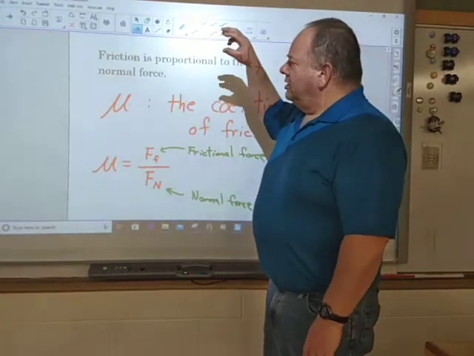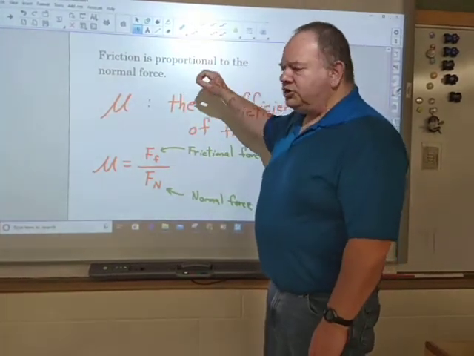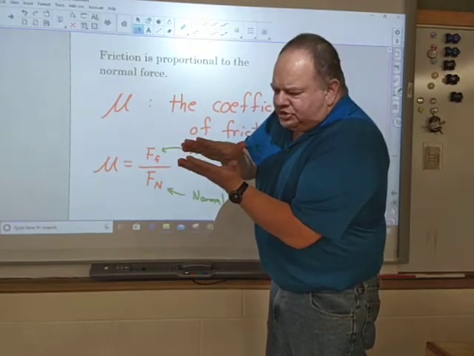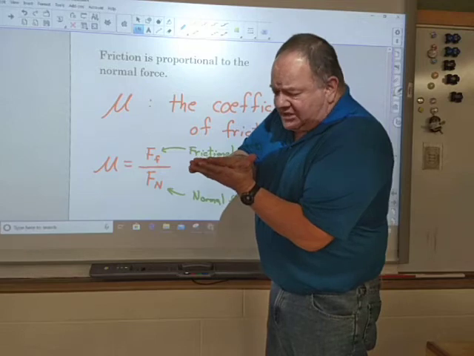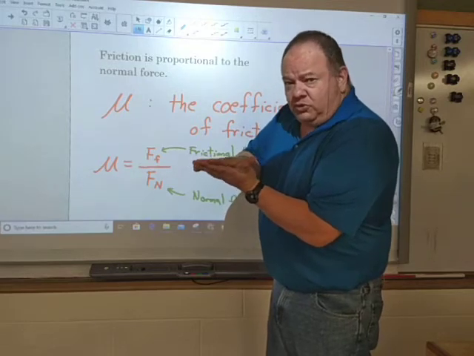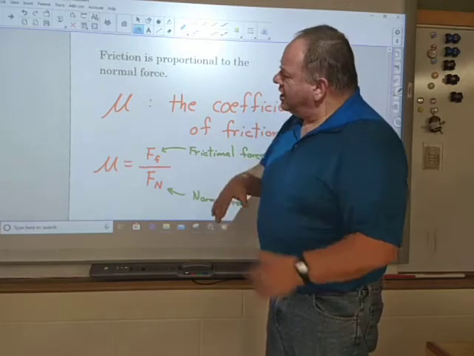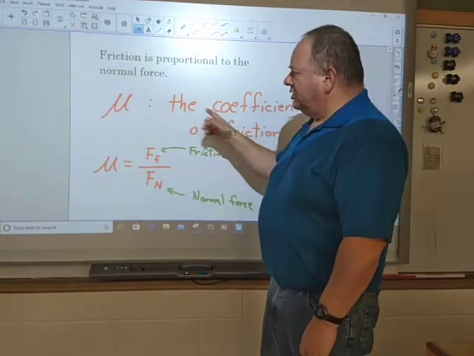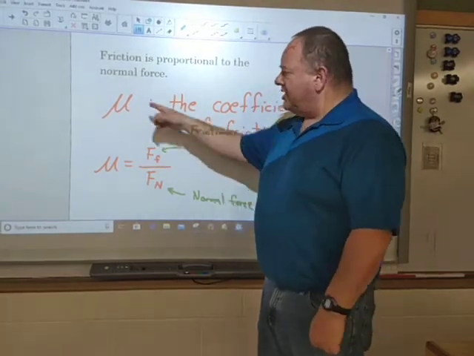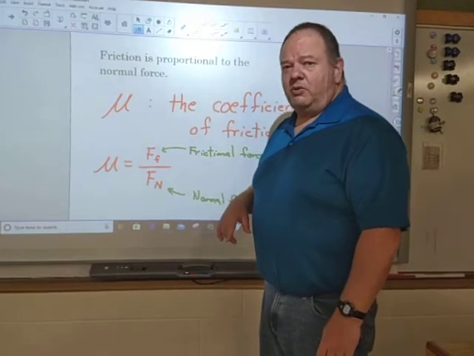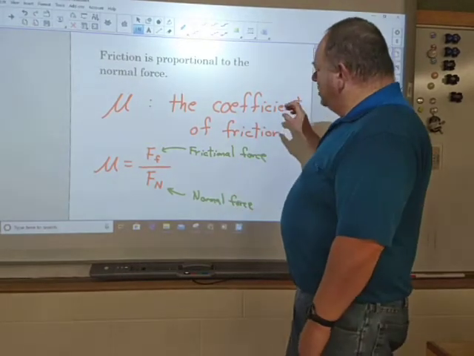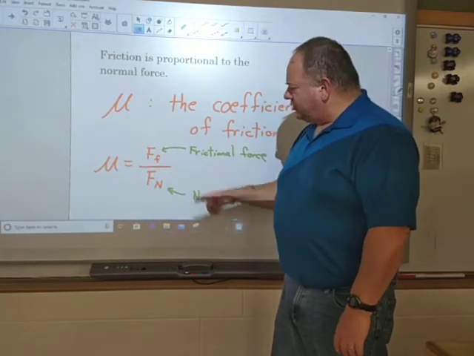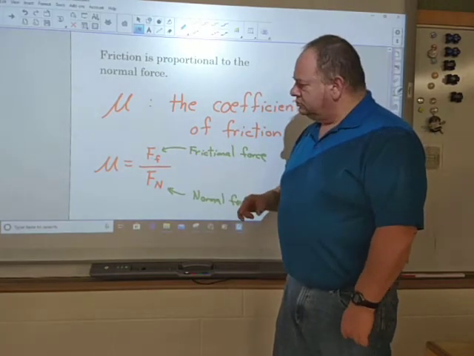The amount of friction is proportional to the normal force. So the harder you push things together, the more the contact force, the more the friction will be. And there is something called the coefficient of friction. It's given the little symbol mu. Yeah, that's the same mu that we used for micro in the metric system. The coefficient of friction is the ratio of the frictional force to the normal force. Okay?